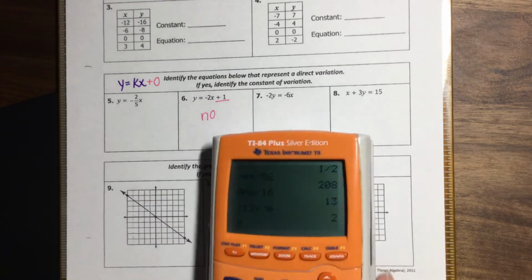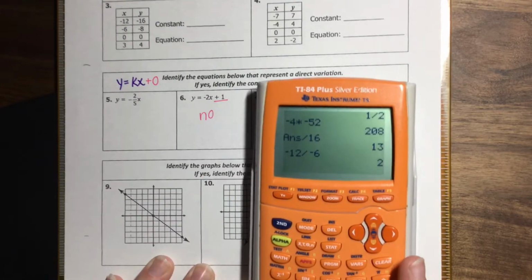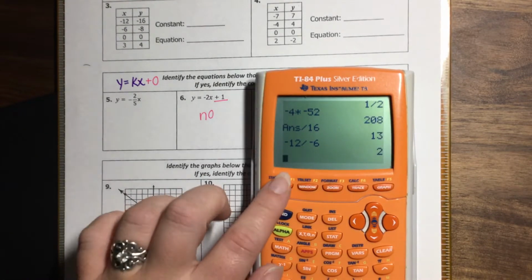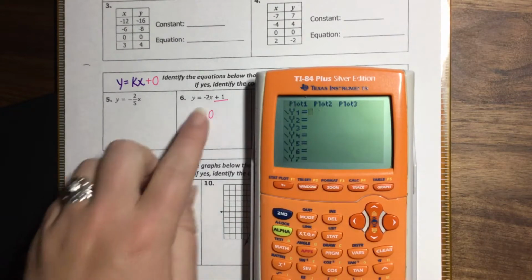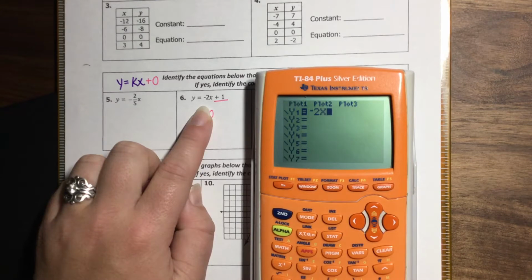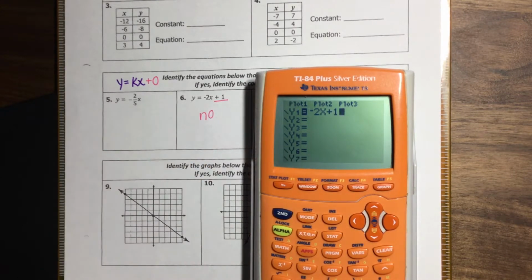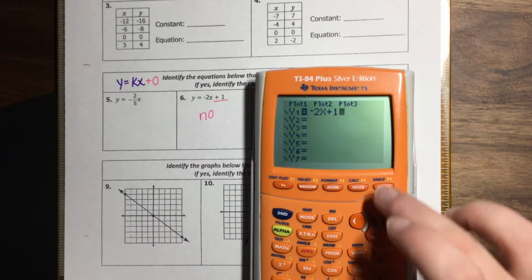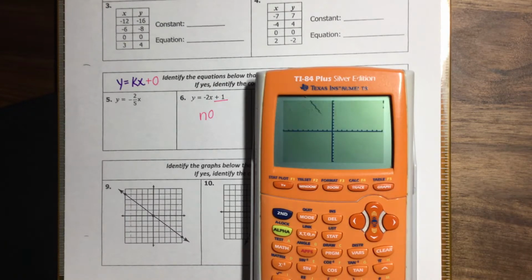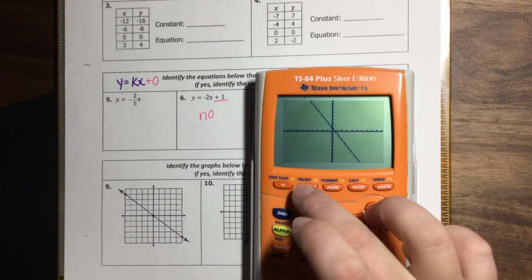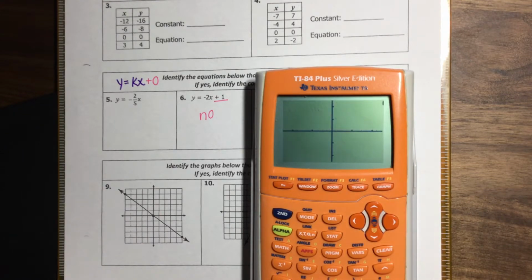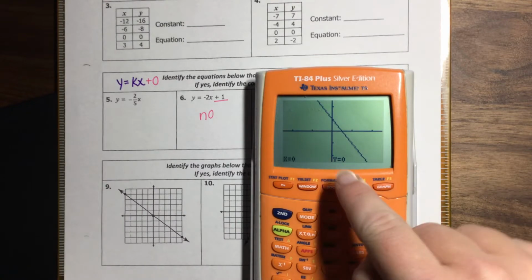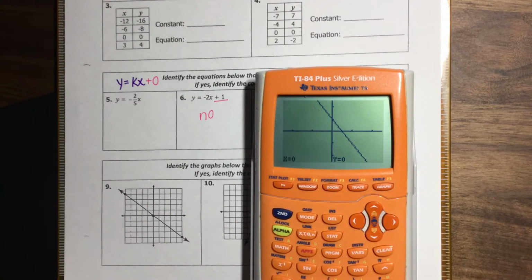What's nice about this is given an equation, I can also try this in my calculator. So I hit y equals, and I plug in negative 2x plus 1, the equation given to me. I go to graph, and I look at my equation. I can zoom in if I need to. Oops, wrong one. I hit zoom in. Does my line go through the origin? My cursor's on (0, 0) where it's blinking.